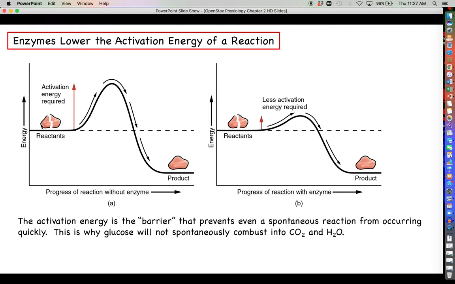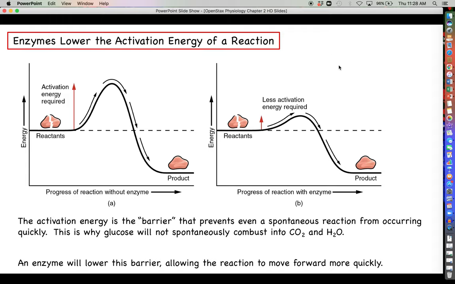Well, the problem and the reason why this reaction is so slow if you don't have an enzyme is because of the presence of this barrier, what we call the activation energy. This is the amount of energy that has to be put into the system in order to activate those substrates so that they can then start going downhill and form their products. If you don't have the appropriate amount of energy, the reaction is just not going to do anything, and that's why that reaction is so slow, because it takes a lot of time to eventually come up with this energy to get the reaction to move forward.